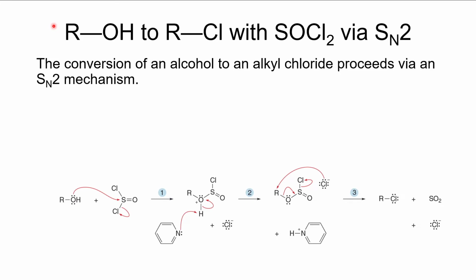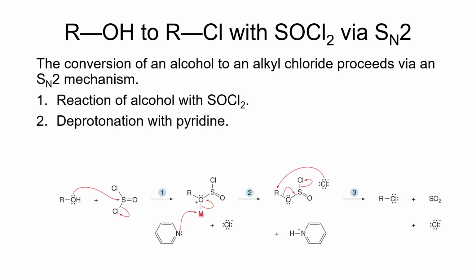All right. So for this mechanism, the alcohol is going to react with the thionyl chloride. When it does, the chloride will be lost as a leaving group. We will have this. Once we have this, we're going to deprotonate that with our pyridine, and that will give us this. This is a good leaving group. And so our chloride will come in and react with the carbon, again, primary or secondary, and that will give us the alkyl chloride plus sulfur dioxide plus chloride.